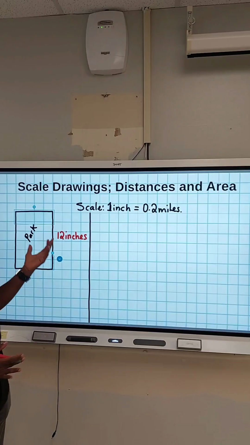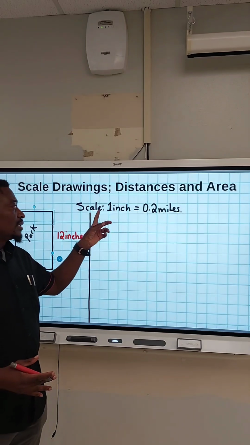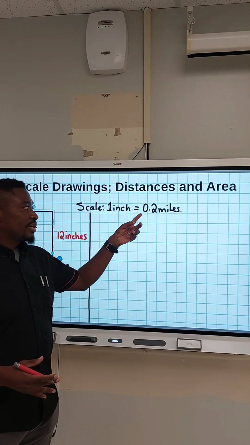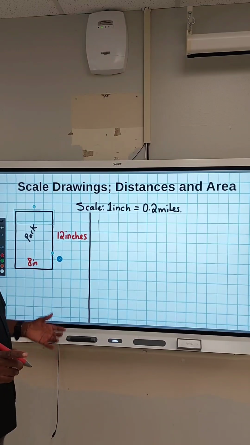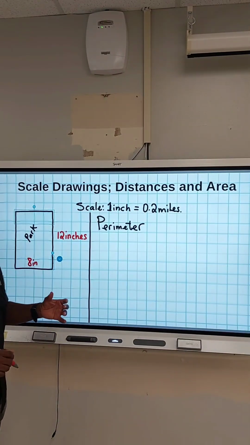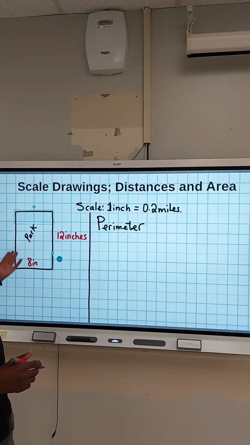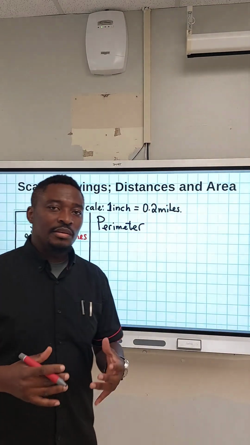Okay. This drawing of the park has been done to a scale that says 1 inch represents 0.2 miles. So we want to find the perimeter of the park. The perimeter of the park means to walk all 4 sides of the park. How much distance would they cover in miles?